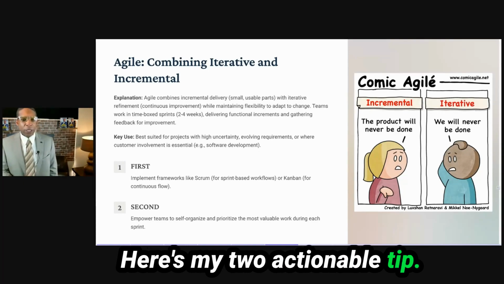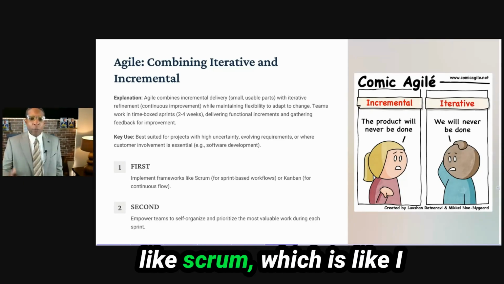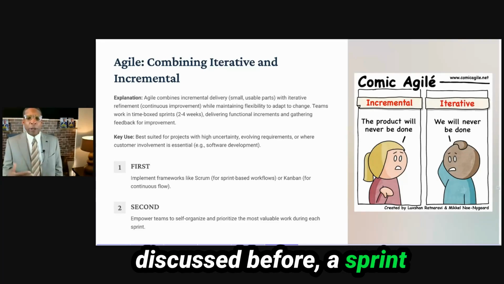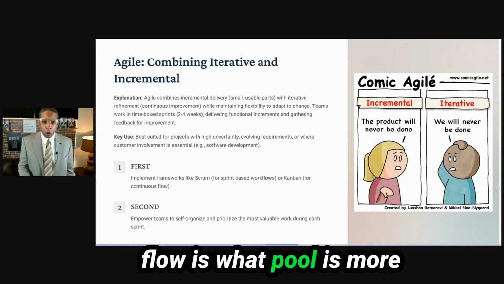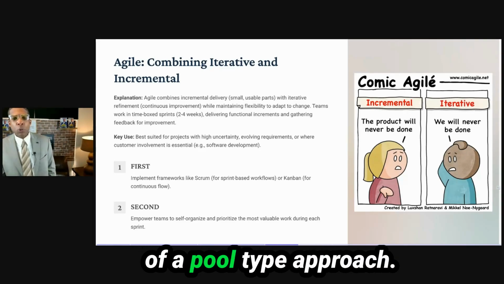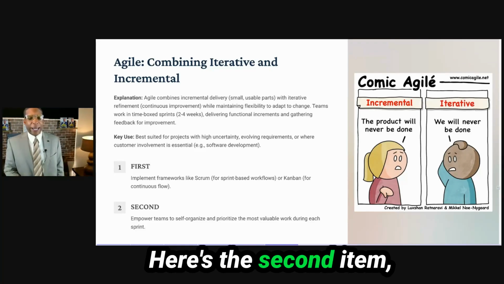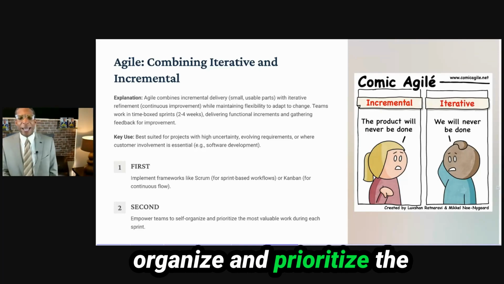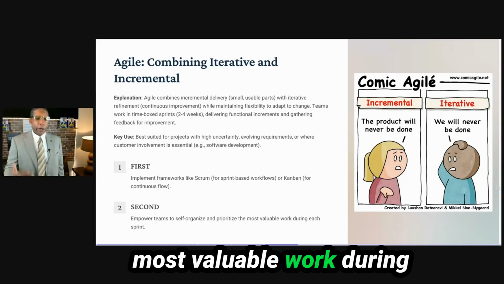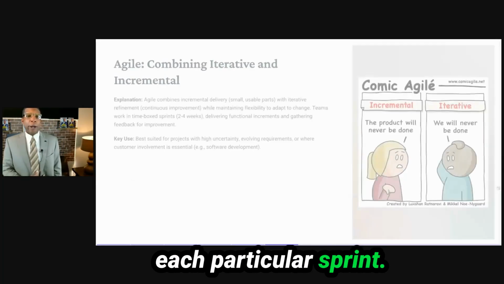Here are my two actionable tips. Implement frameworks like Scrum, which, like I discussed before, is a sprint-based workflow, or Kanban, which is more of a continuous flow, a pull-type approach. Here's the second item: empower teams to self-organize and prioritize the most valuable work during each particular sprint.